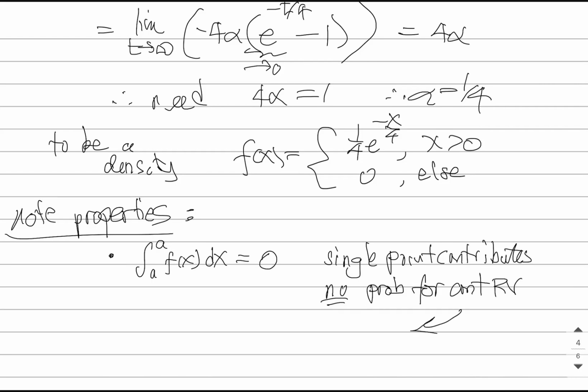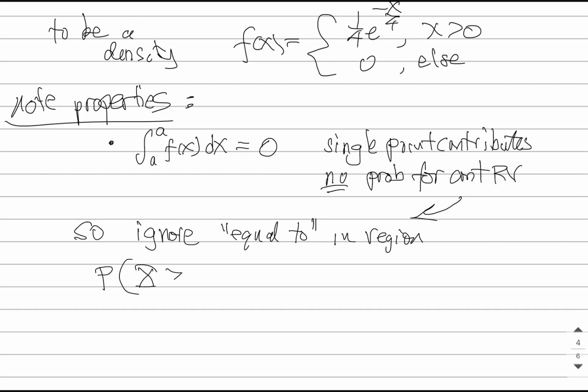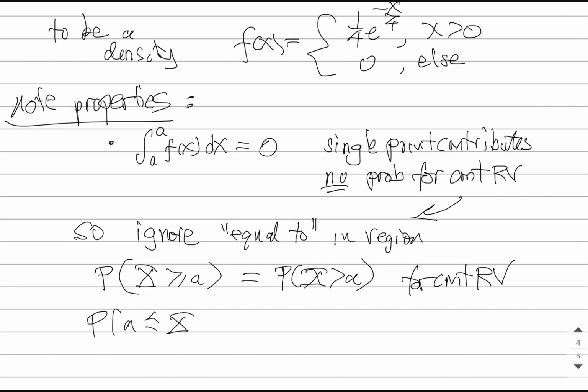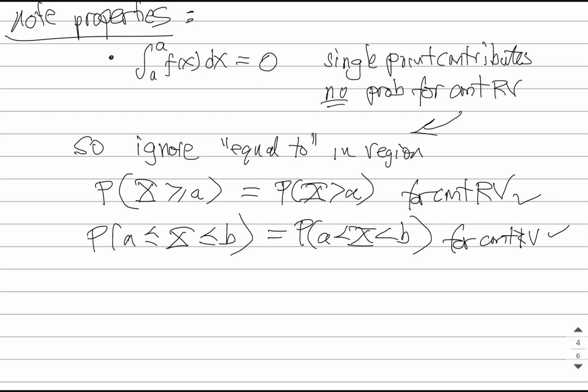Nonetheless, when we're talking about a continuous random variable, we can be really sloppy. We can ignore the equal to in our region. What I mean by that is, if I wanted to talk about the probability that x was greater than or equal to a, it's exactly the same as the probability that x is greater than a for a continuous random variable. If I wanted to talk about the probability of x between a and b inclusive, so less than or equal to on both sides, you can essentially ignore the equal to, and they will always be the same. So you can be very sloppy with a continuous random variable, but you cannot for a discrete random variable. There's a big difference. So that's one useful property that we need to worry about.